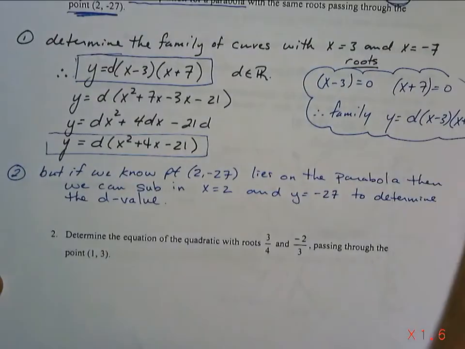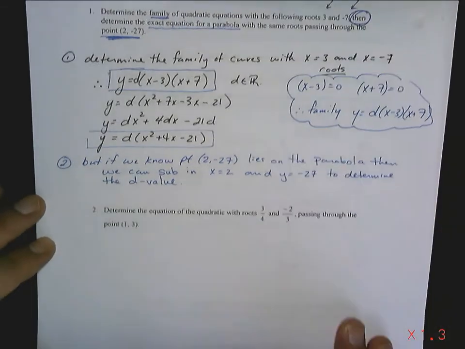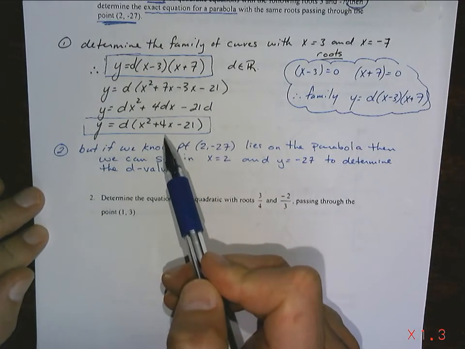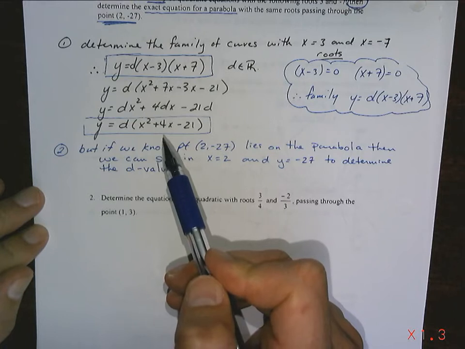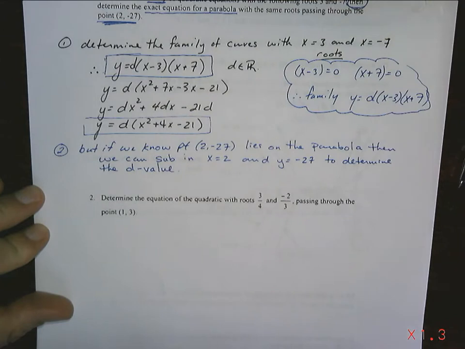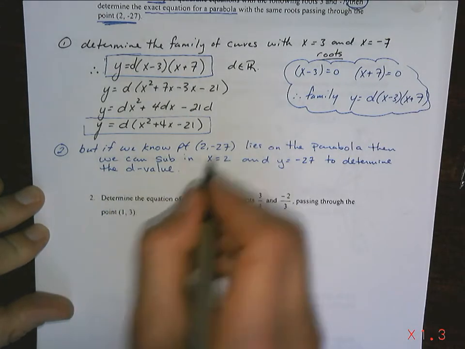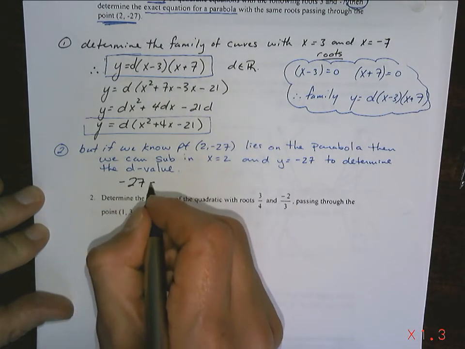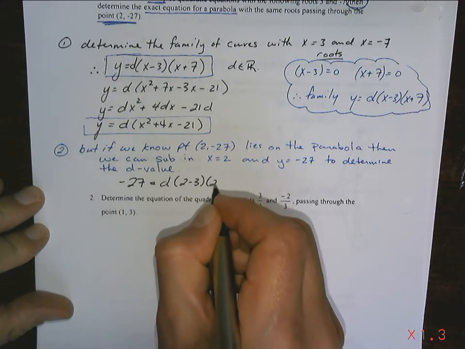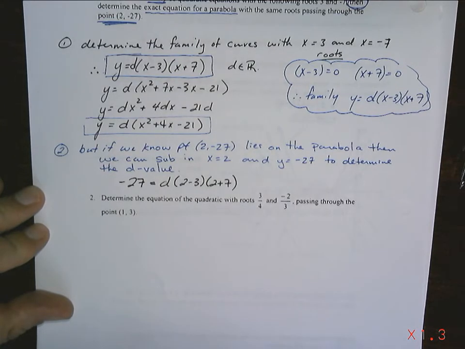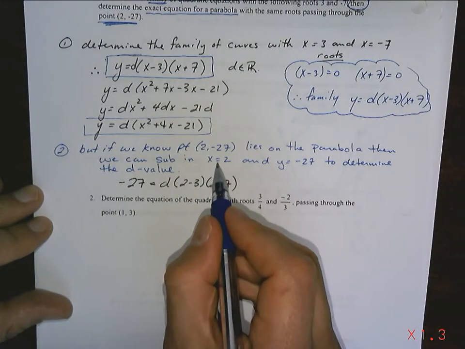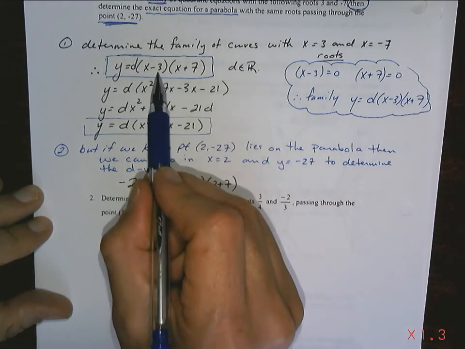Oh, you can't see. There you go. So I could put it in here, or I could put it in here because they're equivalent. You know what that means, right? They give the same value. So I'm thinking it's easier to put them in up here. So what I would get is negative 27, that's my y value, equals d, 2 minus 3, and 2 plus 7. And I got that by taking the x and the y and plugging them into here.